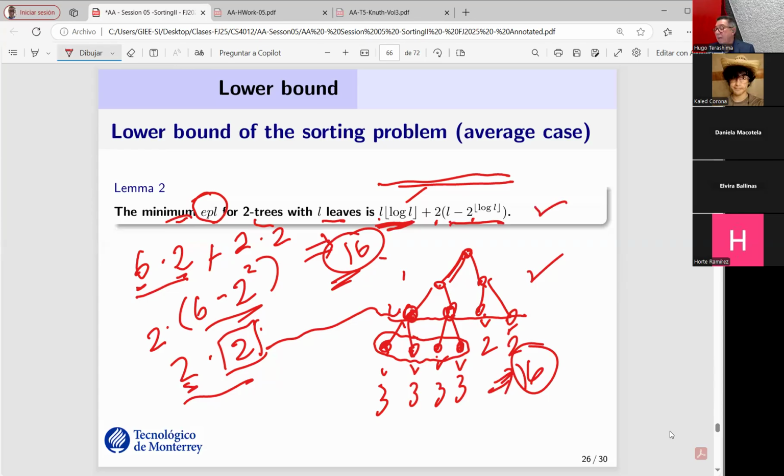What if the tree is complete? What if the tree is complete? For example, nodes 1, 2, 3, 7, 8. What is the number of leaves here?